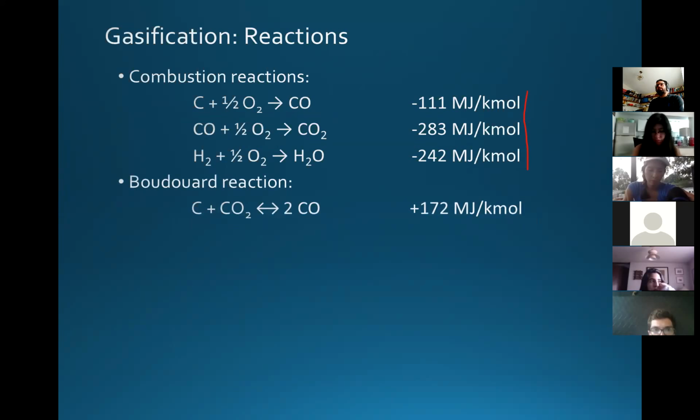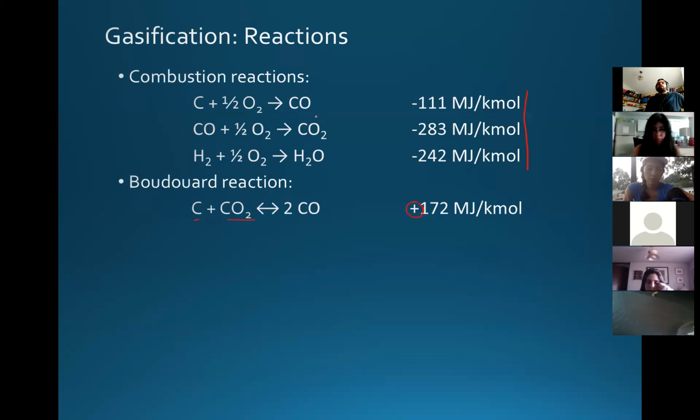Then we have the Boudouard reaction. That is the conversion of carbon and carbon dioxide into carbon monoxide. That is the product gas that we want, right? This reaction is endothermic. That's why it has the plus sign on it. And for that one, we need energy. That's why in the gasification process that I talked to you about, we're using the energy of the combustion to fuel these reduction reactions. That's why we need the combustion at the beginning.